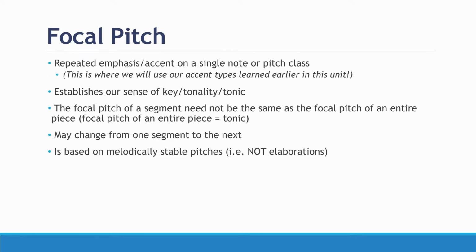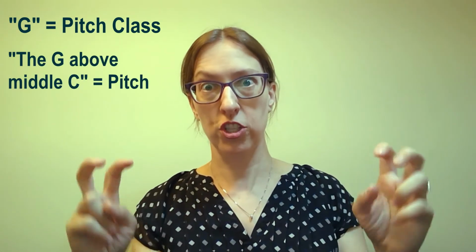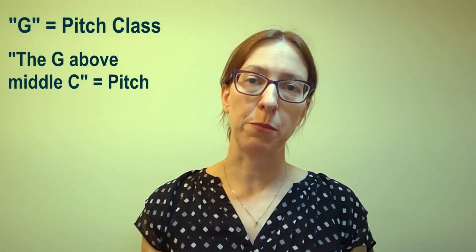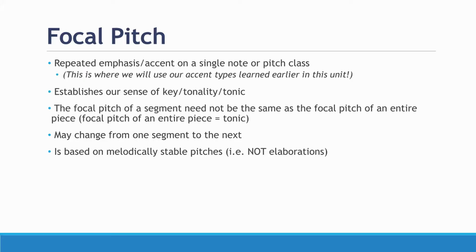Focal pitch is a repeated emphasis or accent on a single note or pitch class. Pitch class is just a general term for a note without a particular octave associated with it. So when I say G, that's an example of a pitch class. When I say the G above middle C, that's an example of a pitch. And so to figure out this repeated emphasis or accent, well, this is exactly where we're going to use the accent types that we learned earlier in this unit.